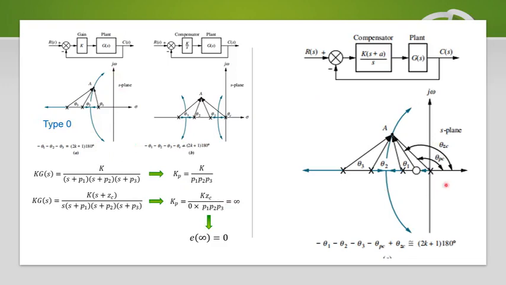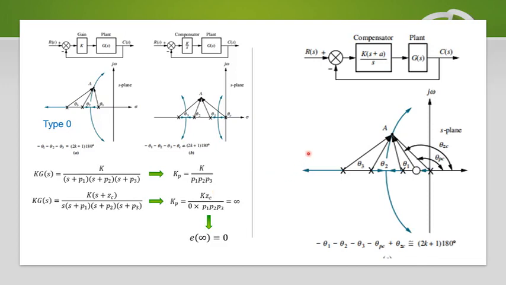Okay, if we look at it from the perspective of steady state error, from the transfer function we calculate the corresponding steady state error constant. In this case it is Kp, because the system is type 0. So Kp will be K divided by P1 times P2 times P3. This will give you a steady state error.